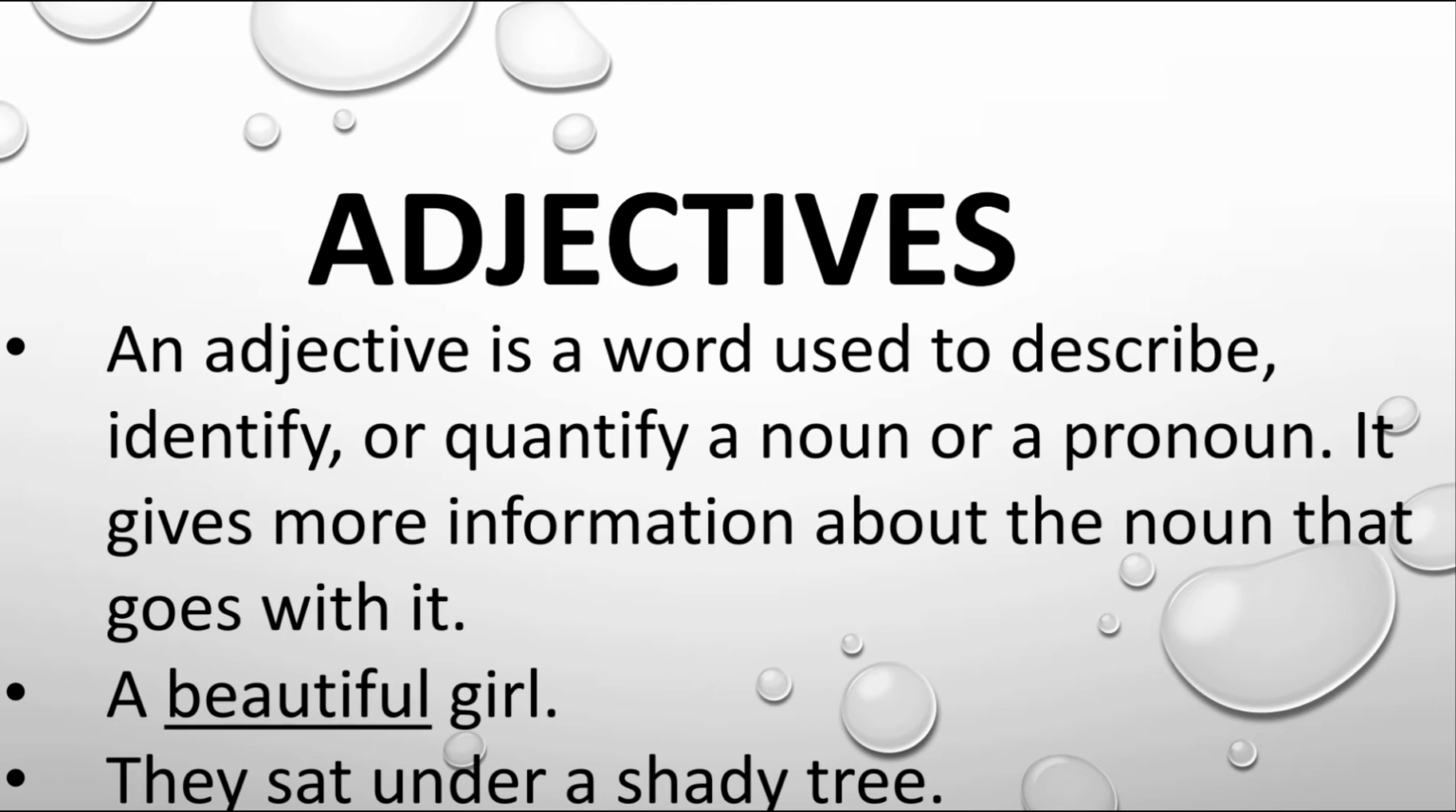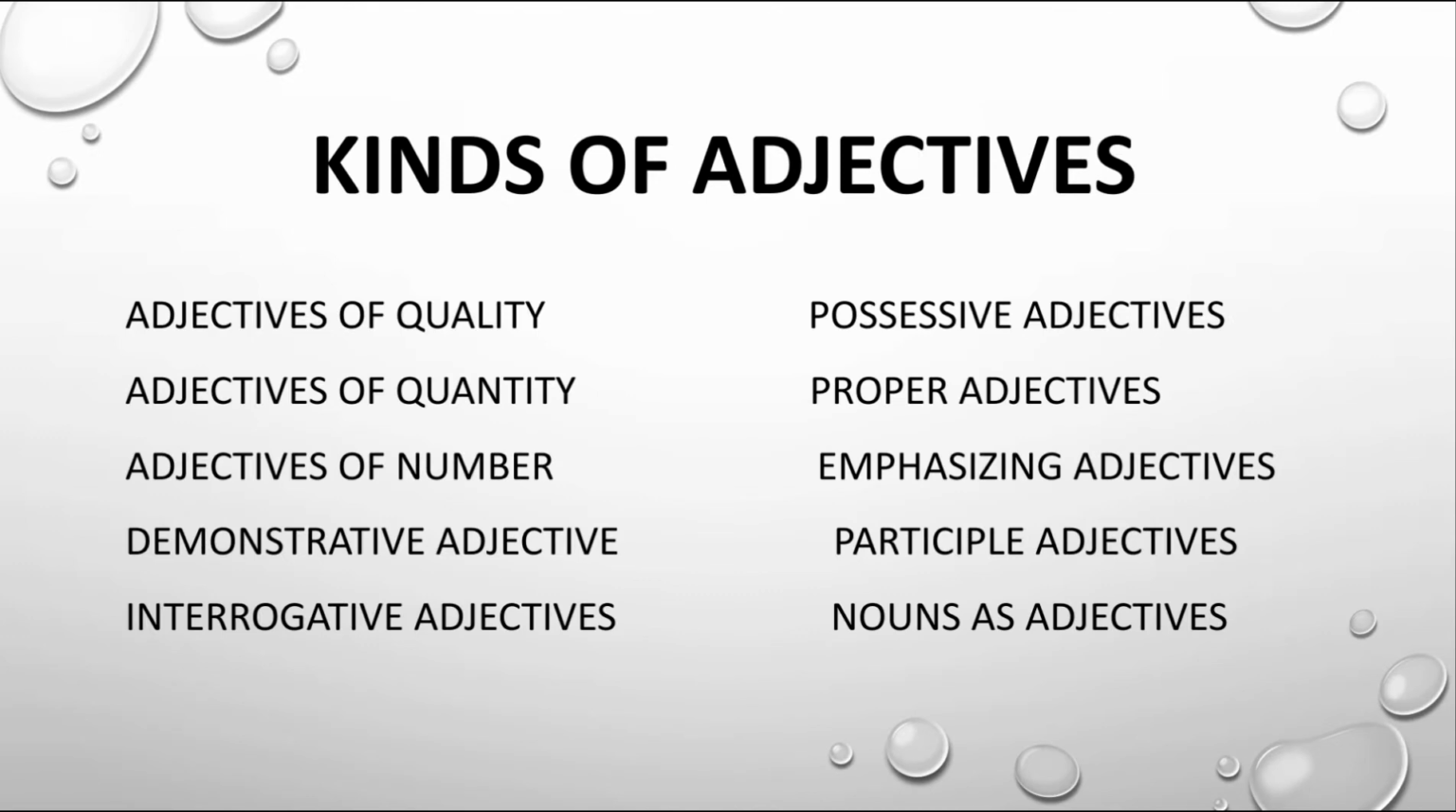Now students, we will move further towards our new topic, that is kinds of adjectives. Adjectives can be of different types depending on the type of information they give about the noun or a pronoun. It can be adjective of quality, adjective of quantity, adjective of number, demonstrative adjective, interrogative adjective, possessive adjective, proper adjective, emphasizing adjective, participle adjective, and noun as adjective.